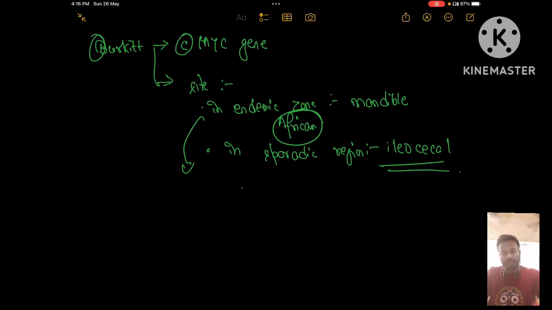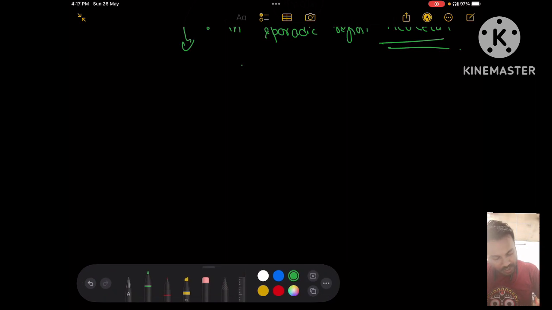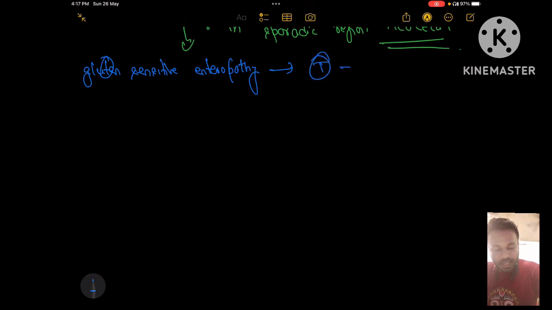Next, another important point for MCQs. First, gluten sensitive enteropathy. It is associated with T cell lymphoma. So gluten sensitivity enteropathy is associated with T cell lymphoma.